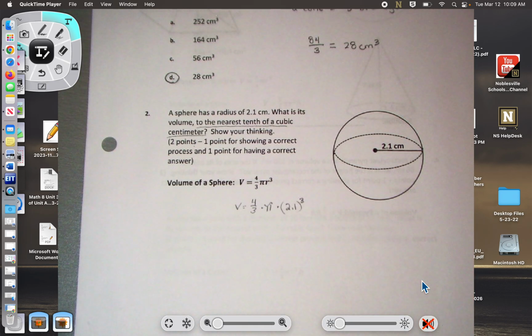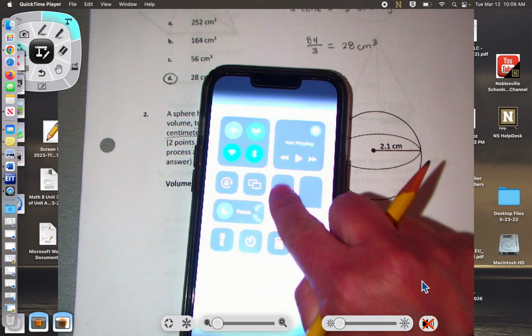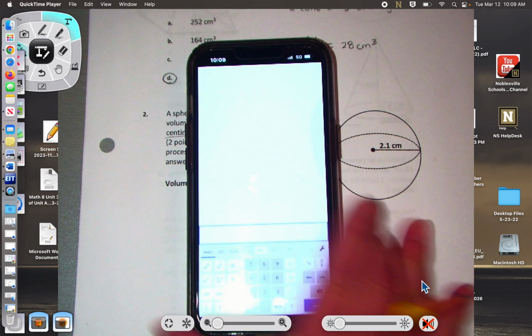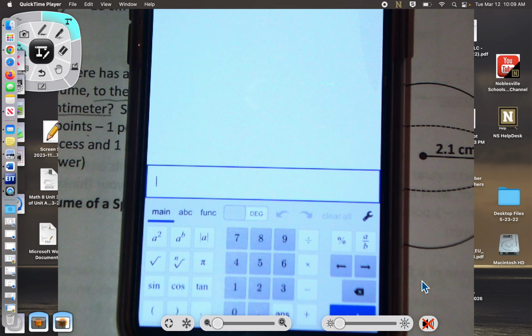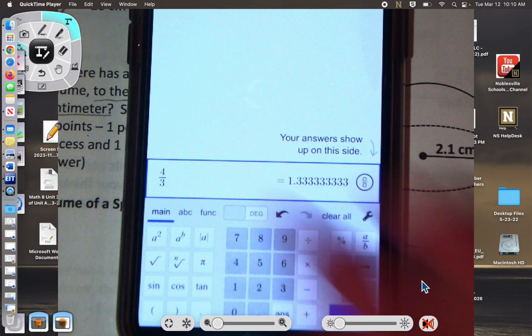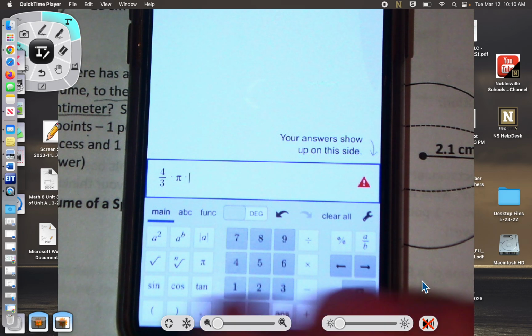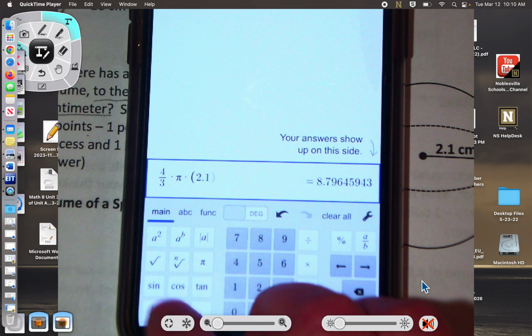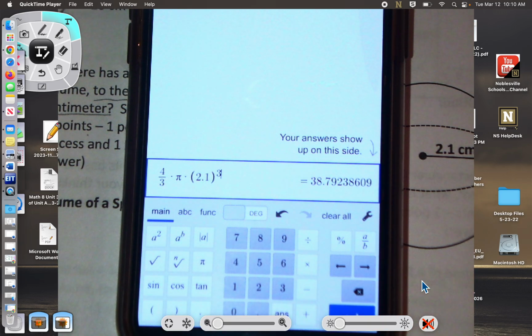So you will have access to your Desmos calculator tomorrow. So let me show you how you would put that into the calculator. Let me dim this a bit so it shows up on the video, and I will zoom in. So the formula is 4/3 pi r cubed. So I'm going to put 4/3. I'm going to tap next to it so that I can hit times pi times, and then I would do the parentheses, 2.1, close the parentheses, and then I hit this a to the b, and that gives me the option to put 3 as the exponent. And then there's my answer.